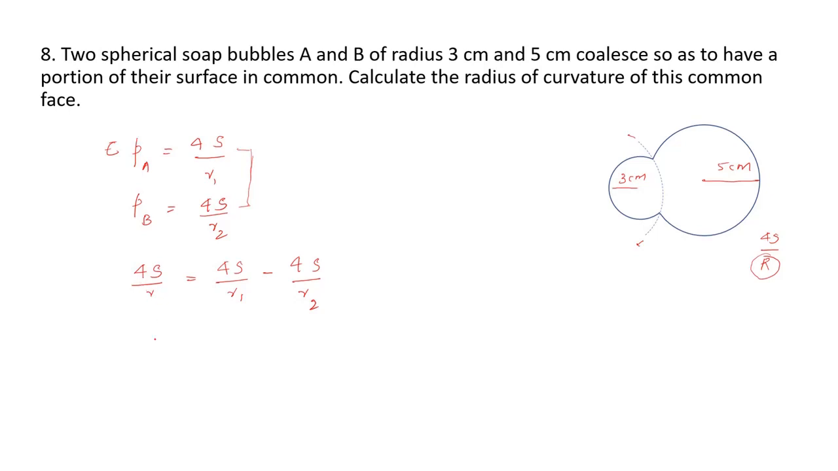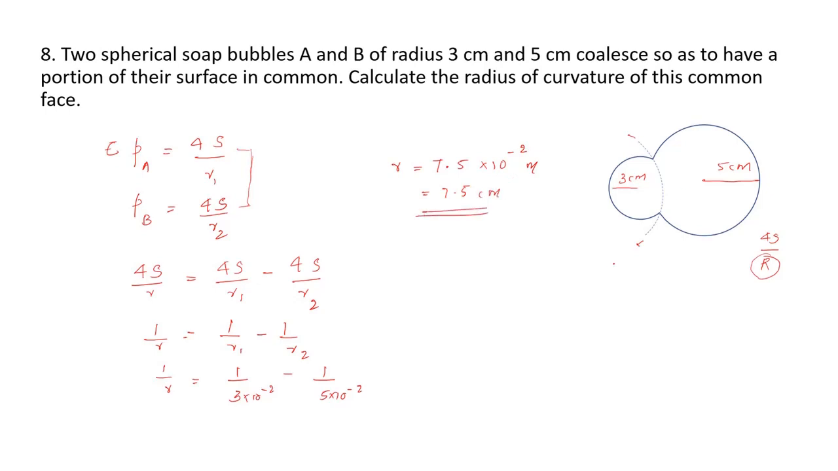This excess pressure can also be written in the form of 4s by r, and we can solve for r from this. That is 1 by r is equal to 1 by r1 minus 1 by r2. 1 by r is equal to 1 by 3 into 10 to the power negative 2 minus 1 by 5 into 10 to the power negative 2. This will give 5 minus 3 by 15, that is 2 by 15, into 10 to the power negative 2. So the value of r is equal to 7.5 into 10 to the power negative 2 meter, which is simply 7.5 centimeter.